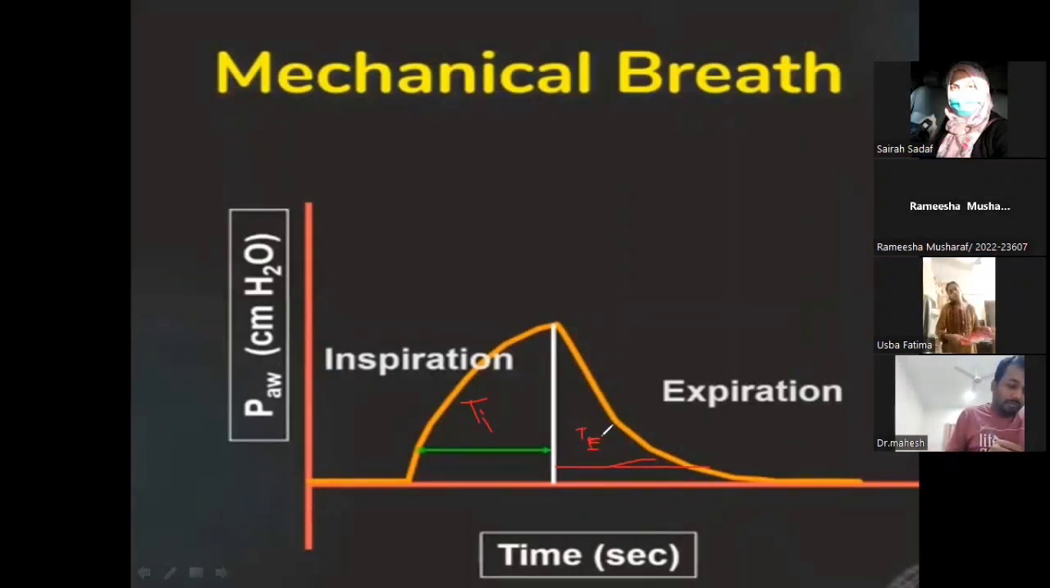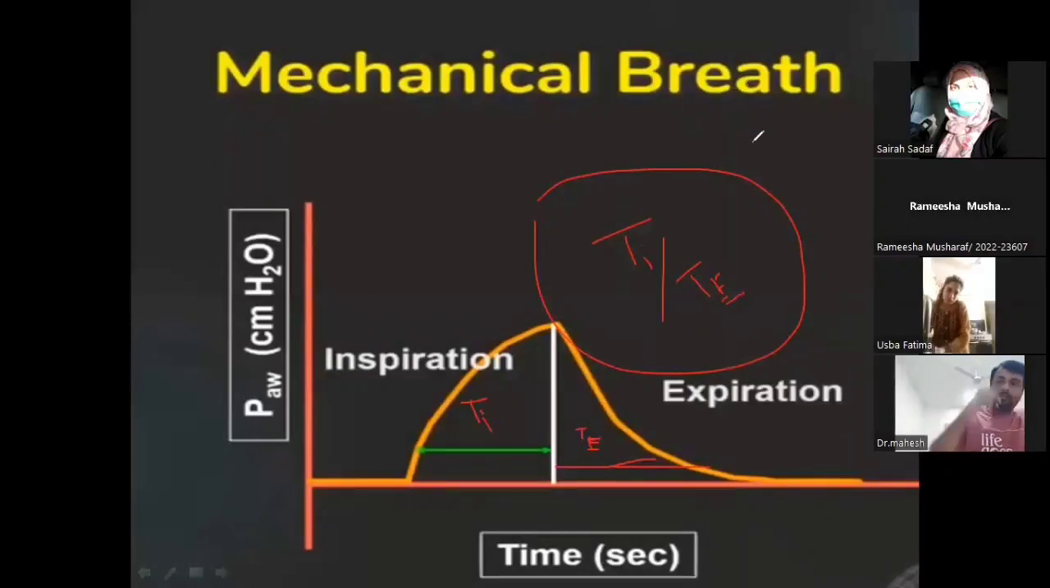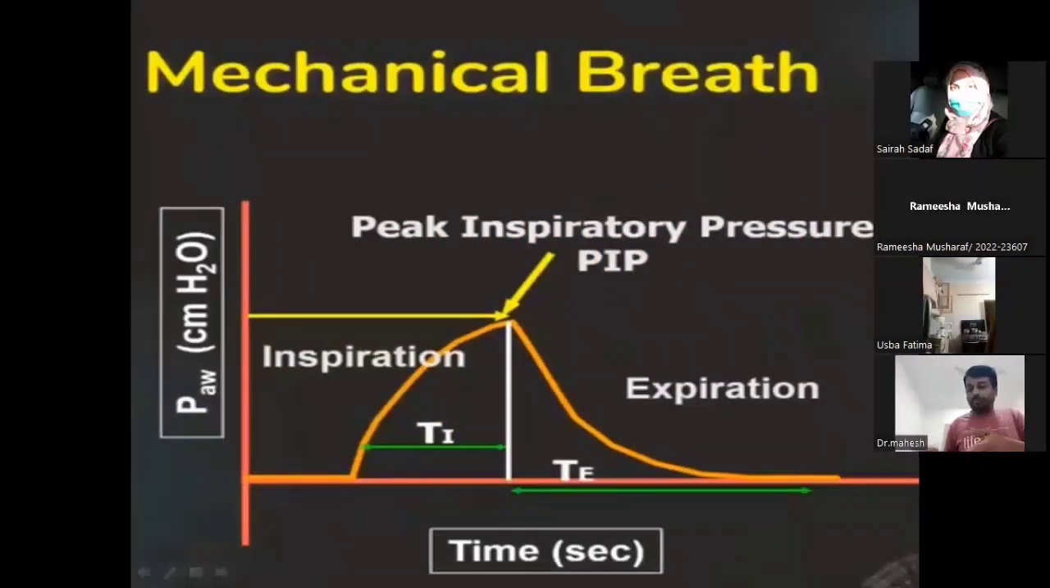And the very interesting thing is if we put them together and write them like this, Ti over Te, what will this become? Does it look familiar? It is the I:E ratio. Okay. These are the slides.